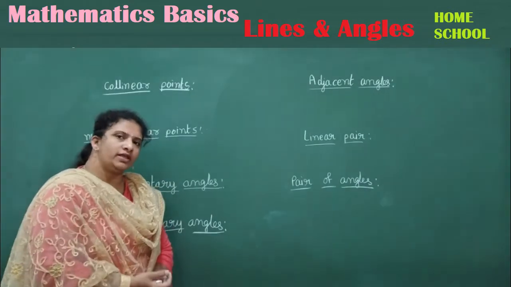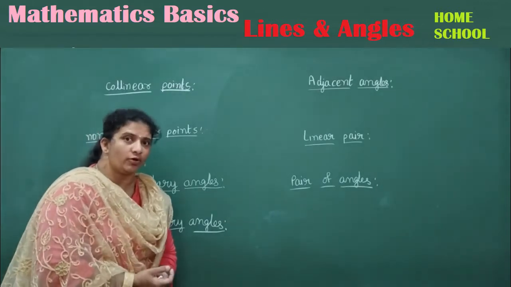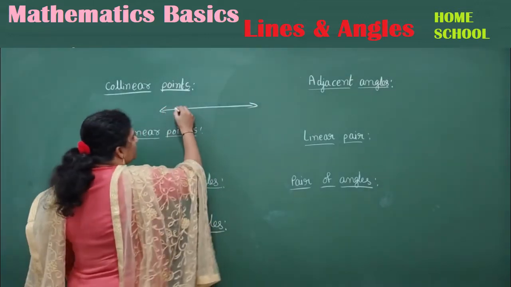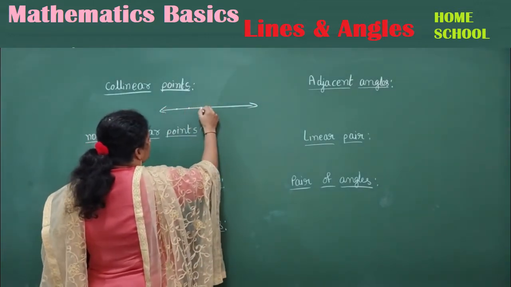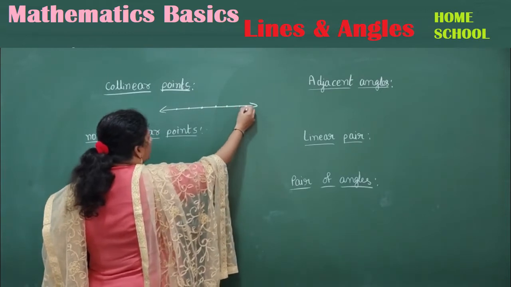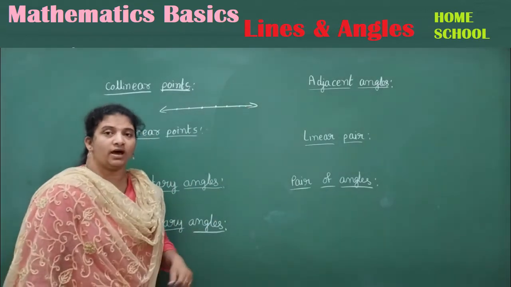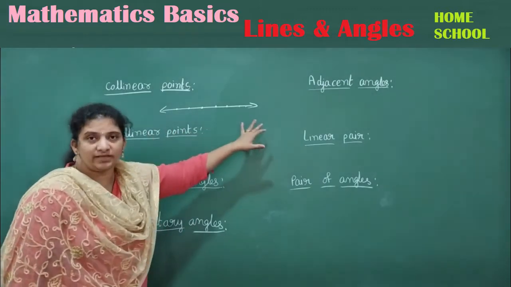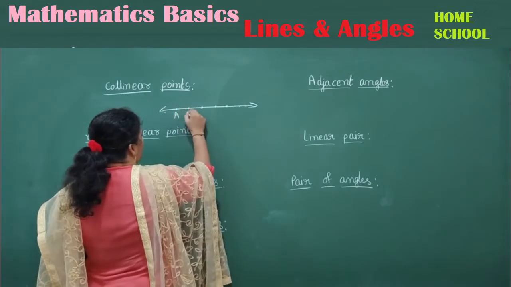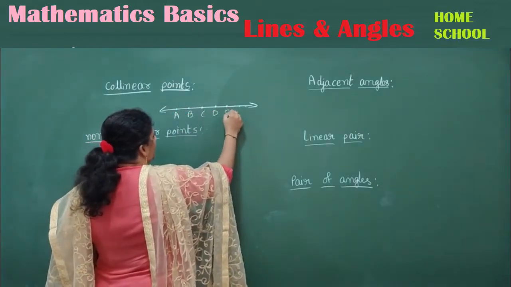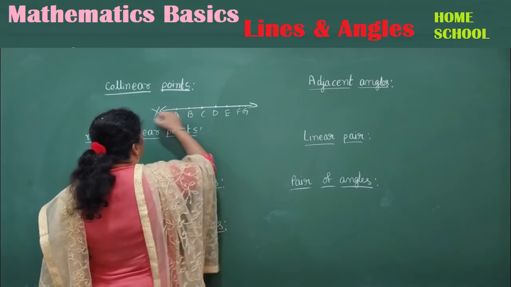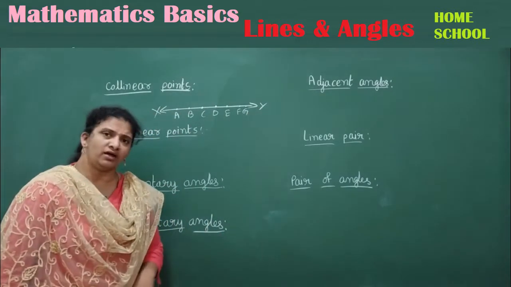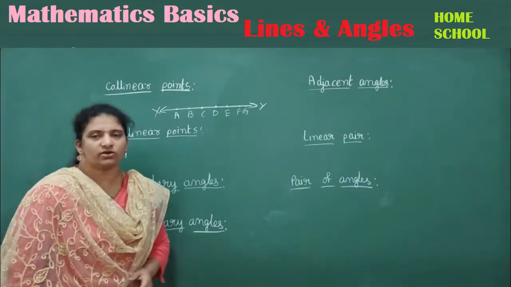What do you mean by collinear points? You have seen already. What are collinear points? The points, this is a line, right? So if you mark some points on this line, how many points can you mark on this line? You can mark as many points as you want, right? So all these points, let's mark here A, B, C, D, E, F, G and your line X, Y, right? So how many points can you mark? Infinitely many points you can mark.